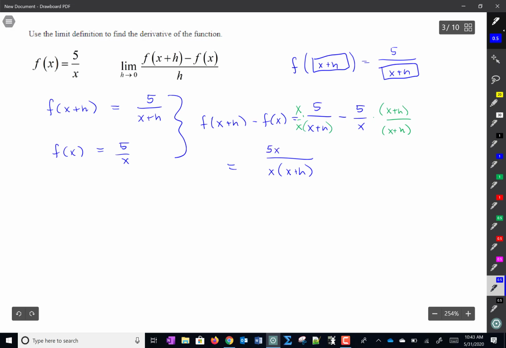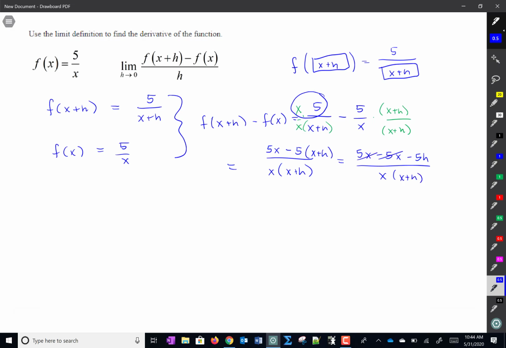Then 5x would come from this first term, minus 5 times the quantity x plus h. We would need to simplify this as much as possible. So let's see what happens if I distribute the negative 5. So 5x minus 5h all over x times x plus h. These 5x's cancel each other out, and that leaves me with negative 5h over x times x plus h.